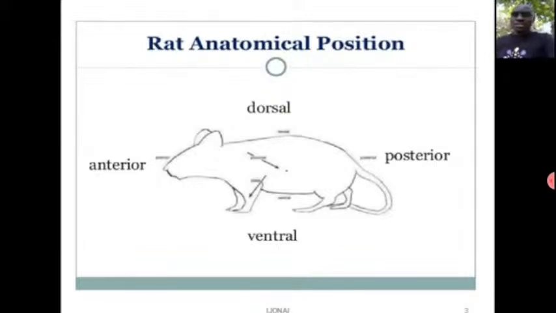So thank you so much, and I hope that you are able to use them. So when you are given a specimen, the rat in this case, you should be able to locate the different parts of the rat using the terms that we have used.